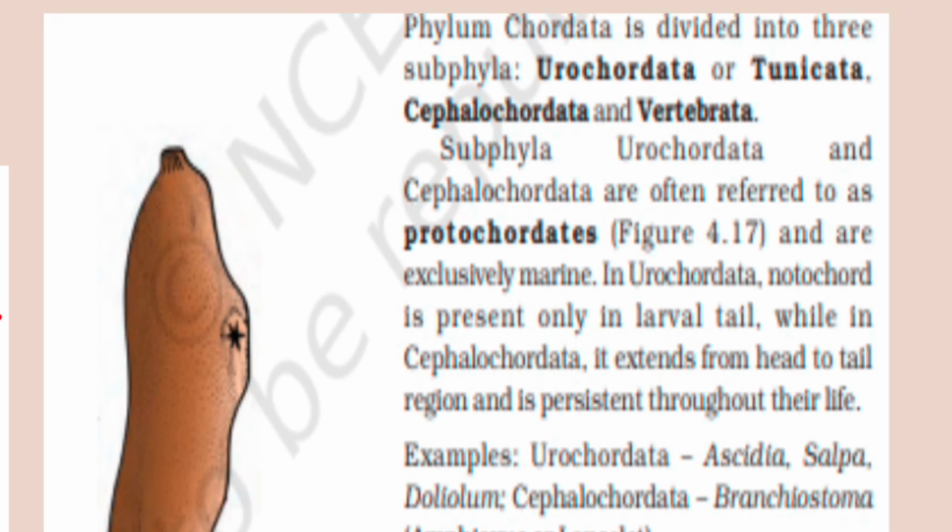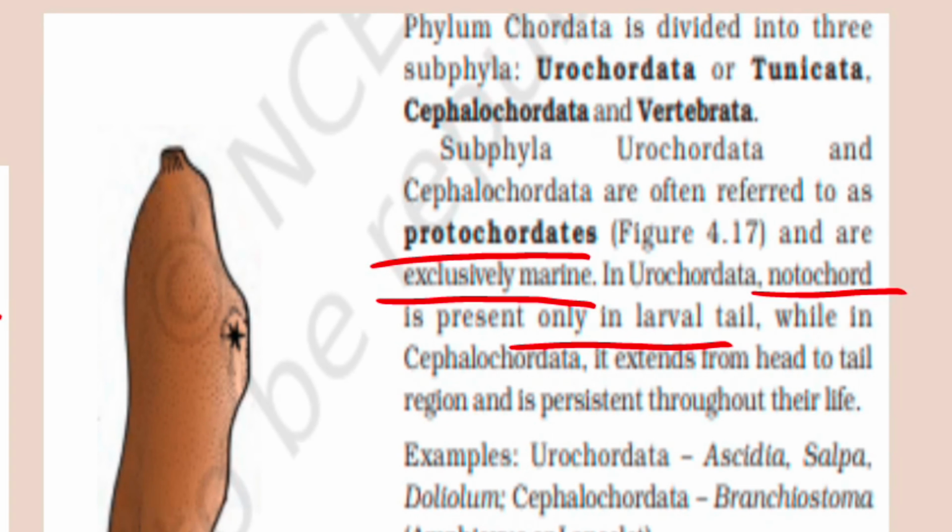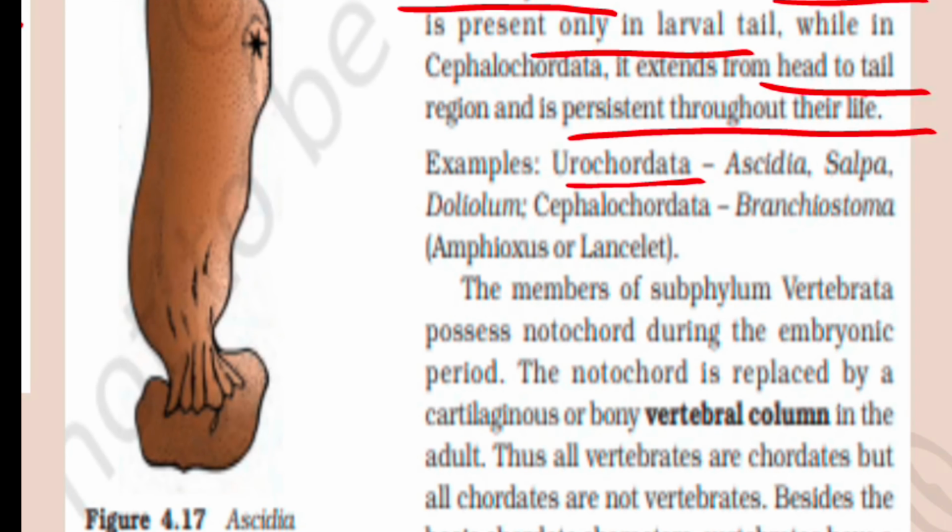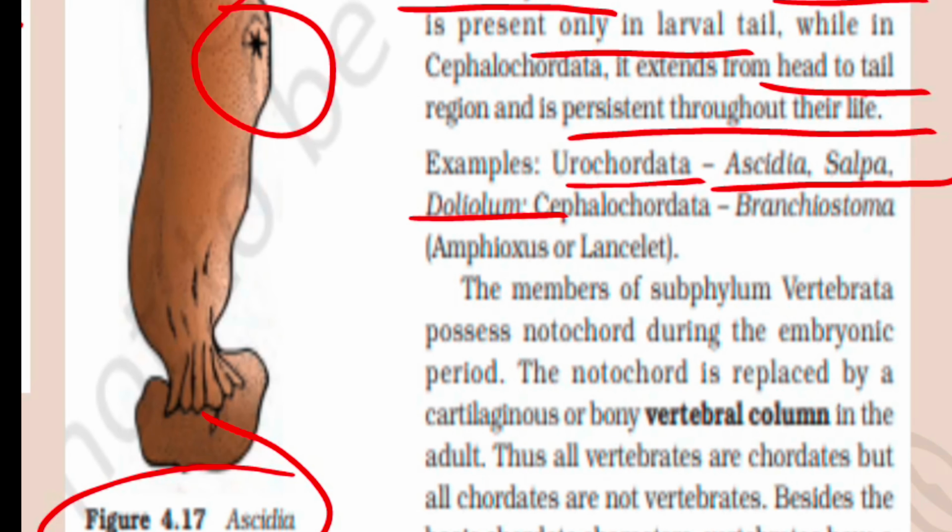Divided into three subphyla: Urochordata, also called Tunicata, Cephalochordata, and Vertebrata. Let's study subphylum Urochordata, often referred to as Protochordata, and they are exclusively marine. In Urochordata, notochord is present only in the larval tail, and in Cephalochordata it extends from head to tail and persists throughout their life. In Urochordata, examples are Ascidia, Salpa, Doliolum. Ascidia diagram is given here. In Cephalochordata, example is Branchiostoma, Amphioxus or lancelet.